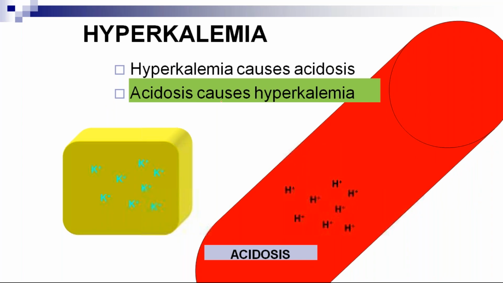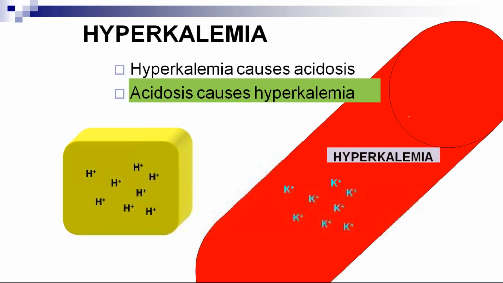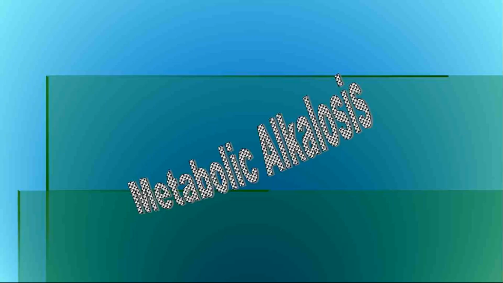Suppose acidosis has happened. The excess hydrogen ions go into the cell, and to compensate, the potassium comes out of the cell into the blood. So whenever there is acidosis of any reason, the serum potassium levels may be very much elevated. The potassium has come out, and hydrogen has gone in. So these are going hand in hand. Hyperkalemia causes acidosis, acidosis causes hyperkalemia. Please remember they go hand in hand.